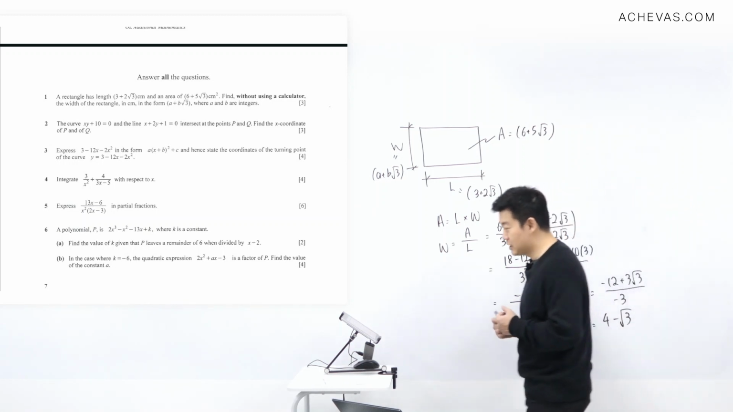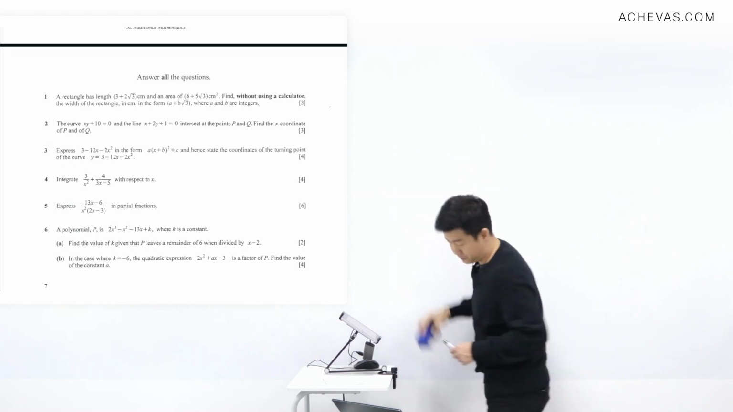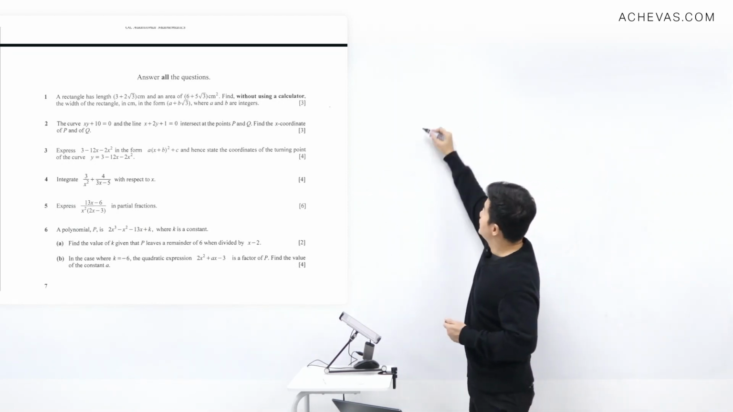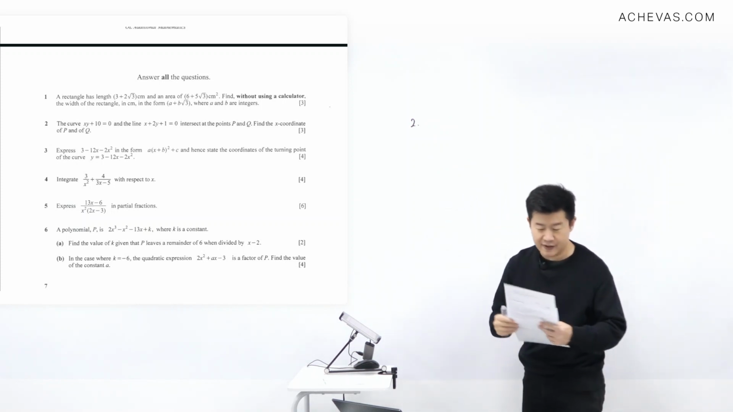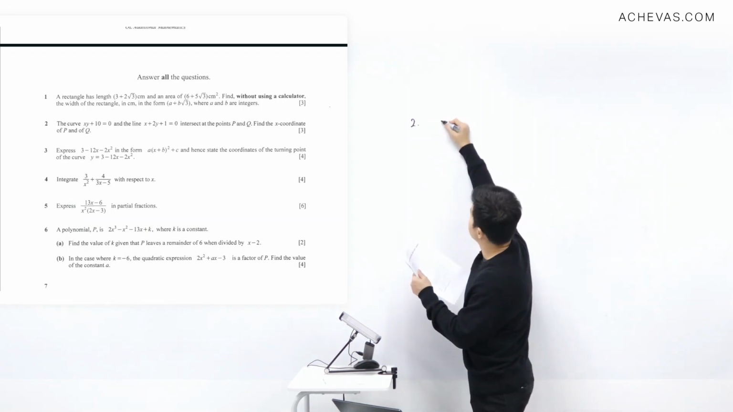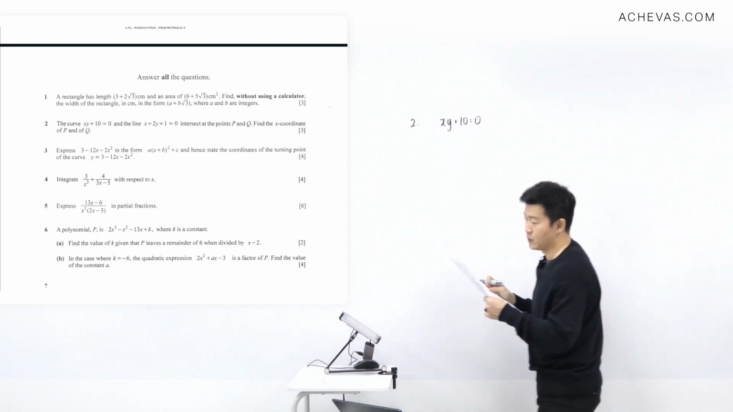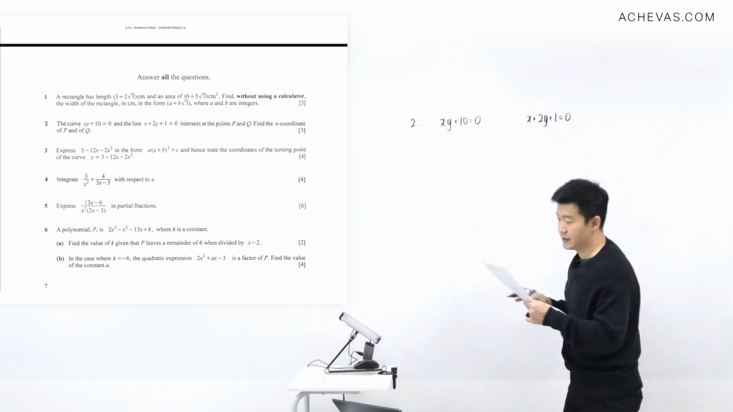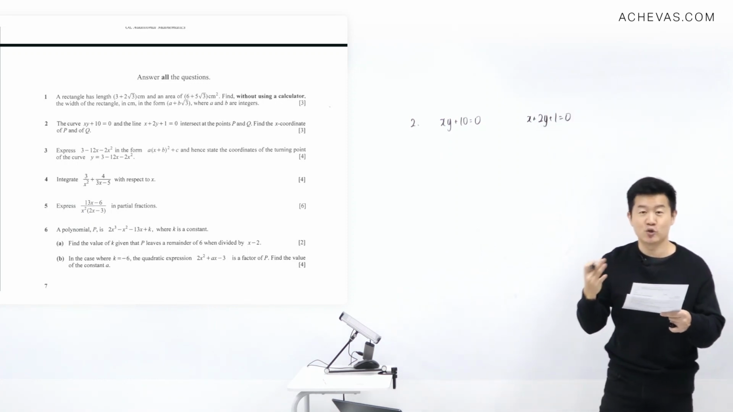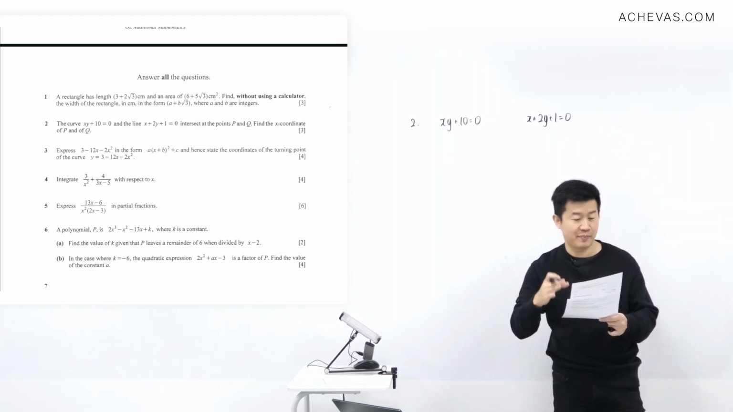Let's take a look at question number 2. So now in question number 2, according to the question, we have two graphs. One is a curve. Let me write it down. The equation of the curve is given to us as xy plus 10 is equal to 0. And we have a line. The equation of the line is x plus 2y plus 1 is equal to 0. And they're going to be intersecting at 2 points, P and Q. We are supposed to find the x-coordinate of the 2 points, P and Q.